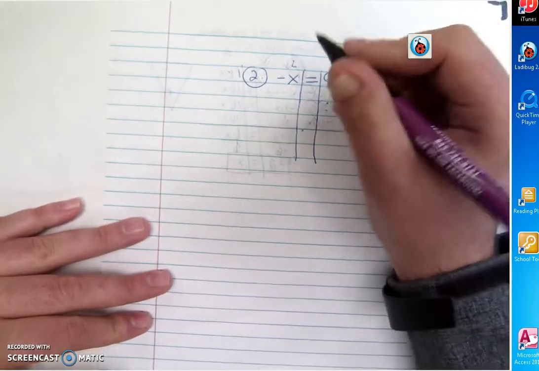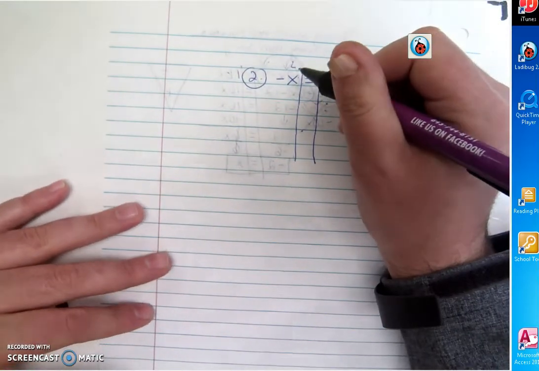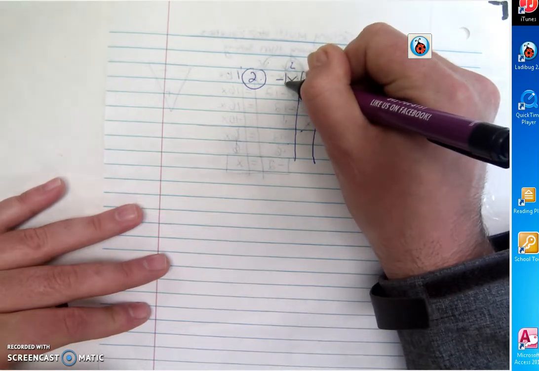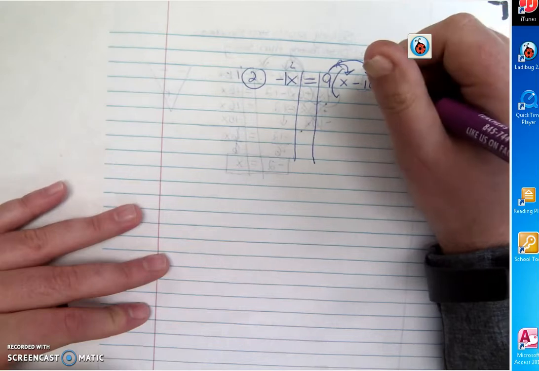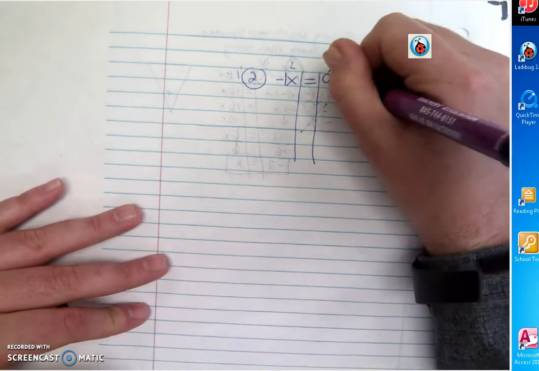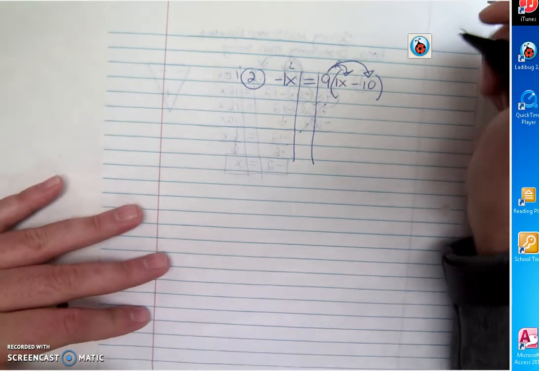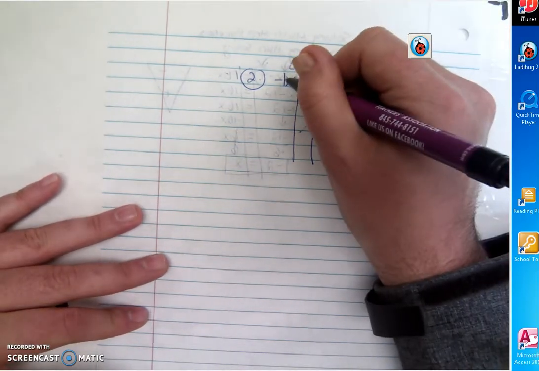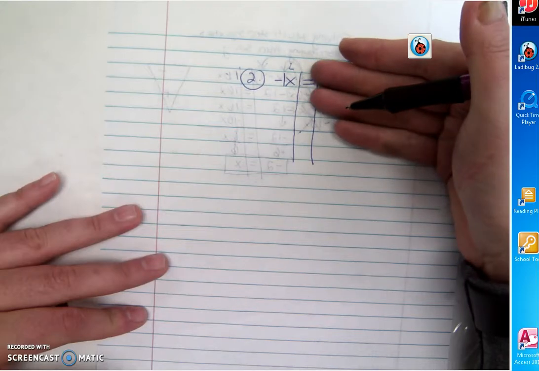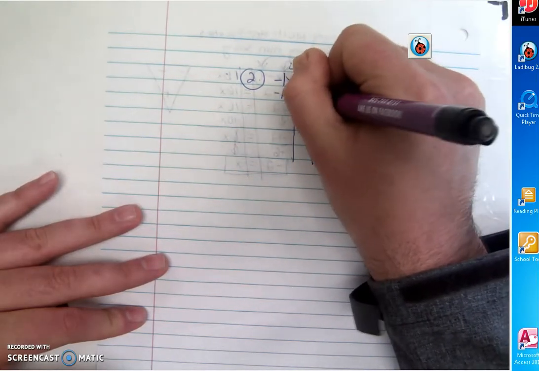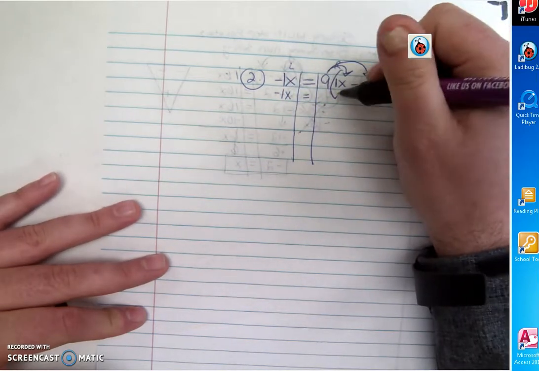Okay, before we do that, I just want to make one note. It's always a good idea, whenever you don't have a coefficient, to write one in. Okay, if there's no number or coefficient in front of the x, put a 1 there. Same thing on the other side. So now let's begin the problem. I'm not going to do anything to the left side, so let's just rewrite the negative 1x, the equal sign. Now we're going to distribute.